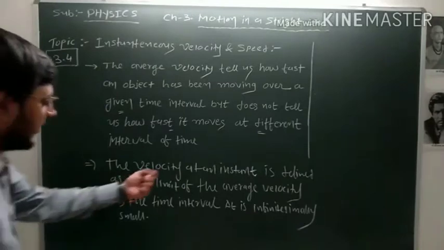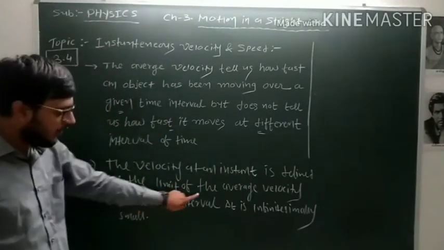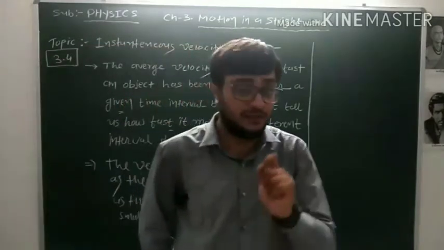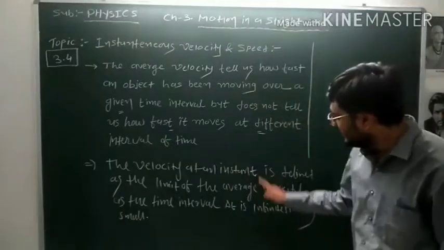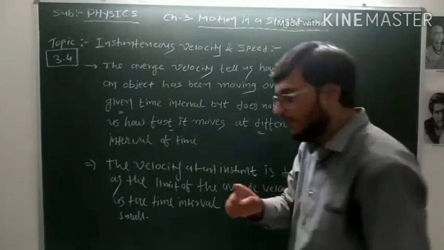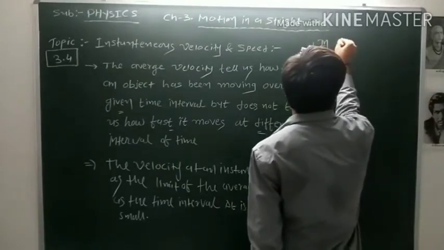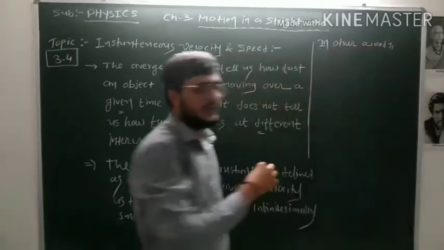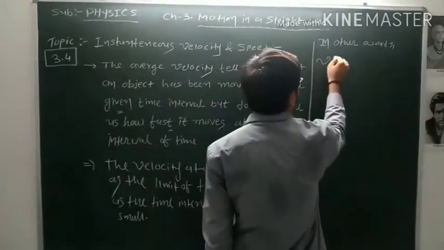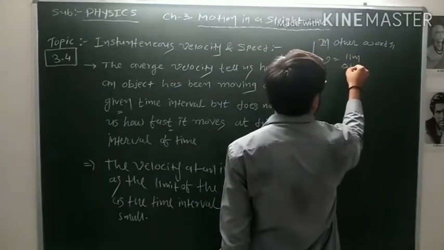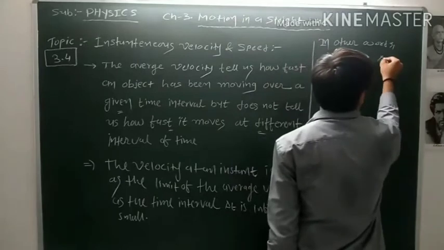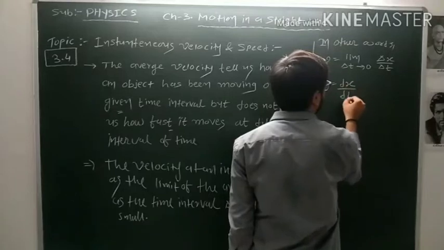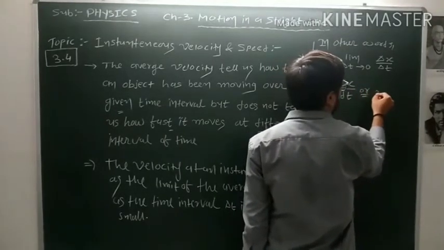The velocity at an instant is defined as the limit of the average velocity as the time interval delta t is infinitesimally small. In other words, we can write this sentence mathematically, that is v equals limit delta t tends to 0 of delta x by delta t. So it is going to be dx by dt, or x dot.